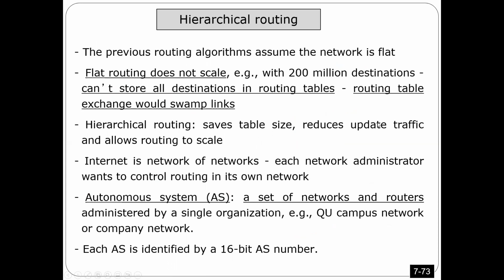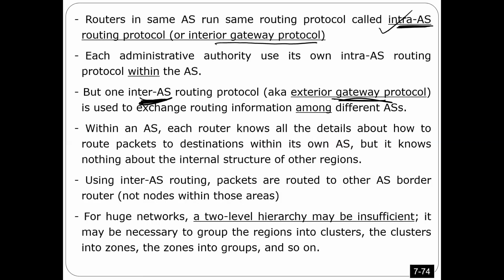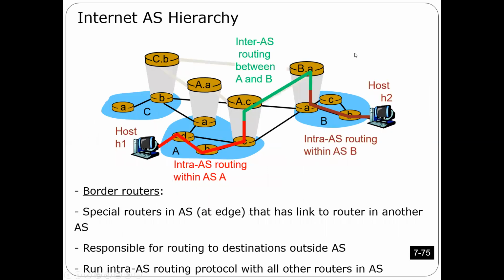How can you run LS or DV in this case? That's why, as I told you before, we are going to have a hierarchy, a network of networks. But now regarding routing, we're going to have two different routing protocols. This is one autonomous system, or network. Inside the network we have what we call intra-AS, which gives you information about how you can deliver messages between computers inside the AS.